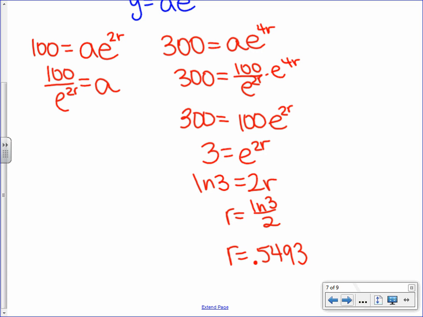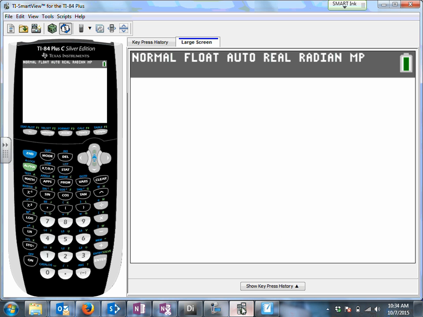Now, how do we find our initial amount? Plug it back in. Look, you've already solved for A here. Now, we've rounded off right here. If we plug in a rounded answer and then round again, that answer is not going to be very accurate. So please let me show you something in your calculator.